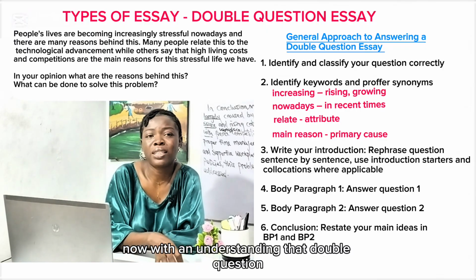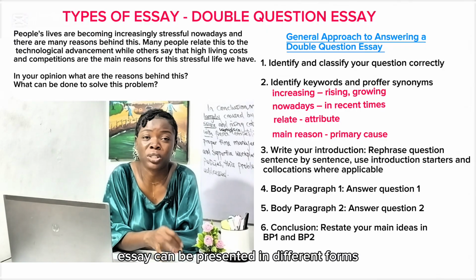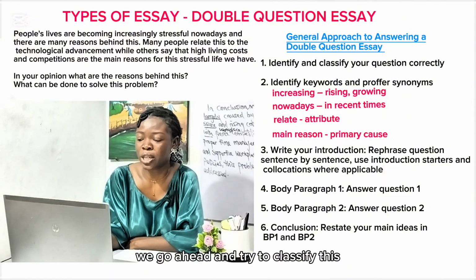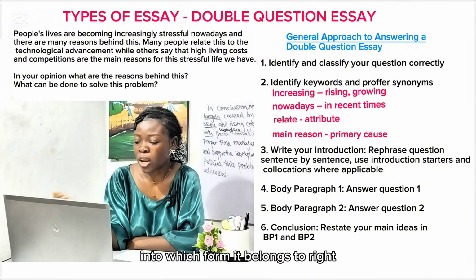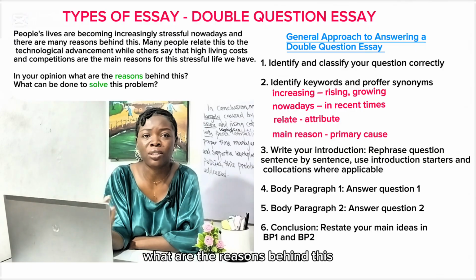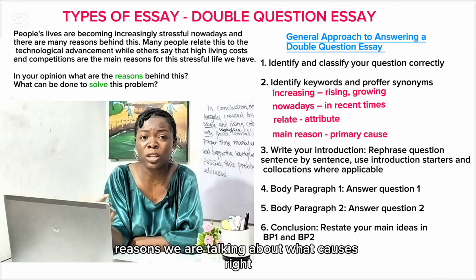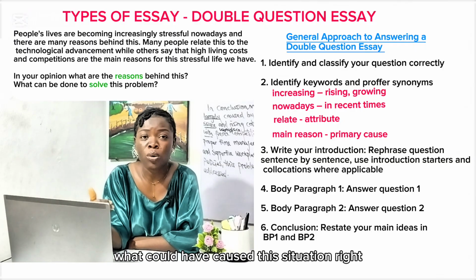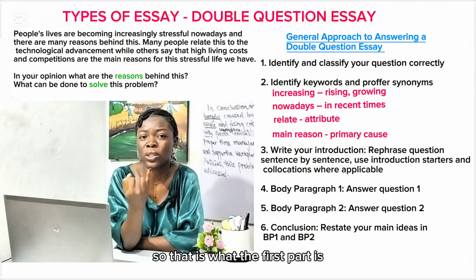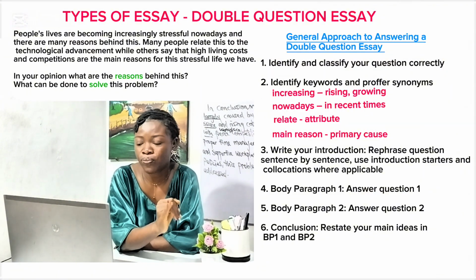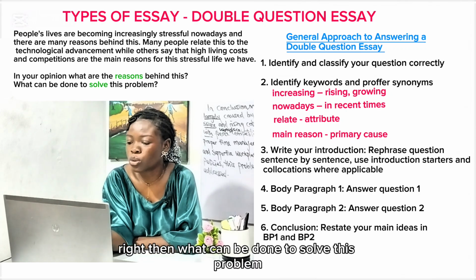Now, with an understanding that double question essay can be presented in different forms, we go ahead and try to classify this into which form it belongs to, right? So here, the first one says, what are the reasons behind this? Reasons, we are talking about what? Causes, right? What could have caused this situation, right? So the first part is what? Cause, right? Then what can be done to solve this problem?